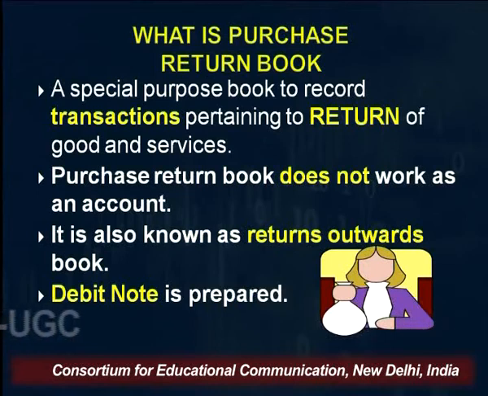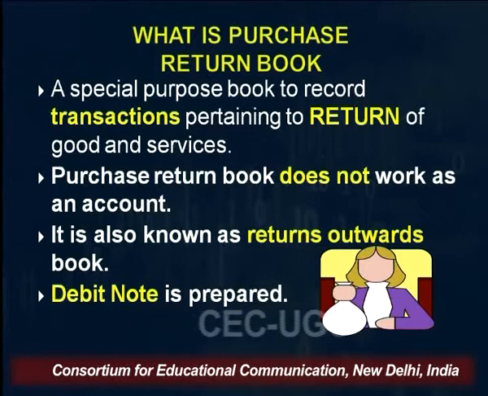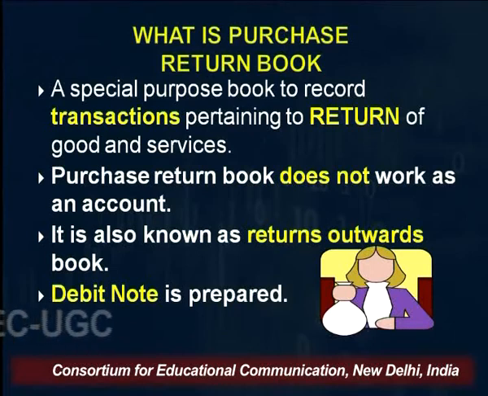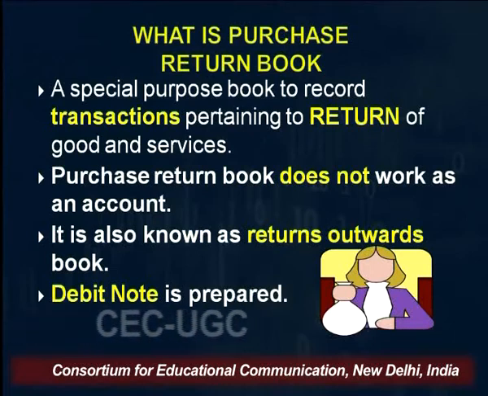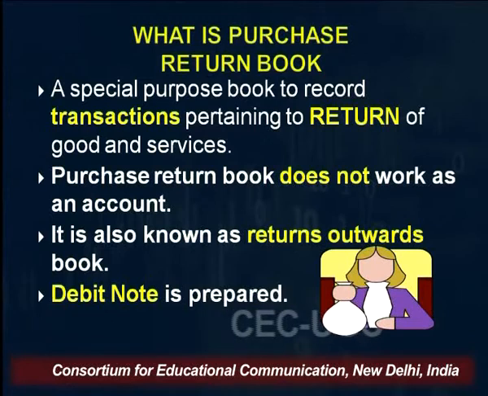Because the purchase return book is a special purpose book, a subsidiary book, which will record only those transactions which were on credit, and out of the purchases on credit, some part of this is returned. All right.